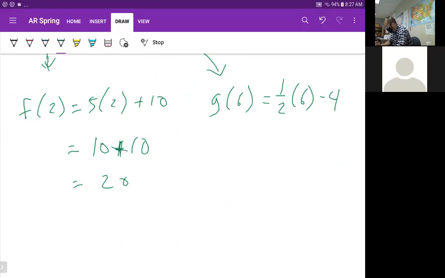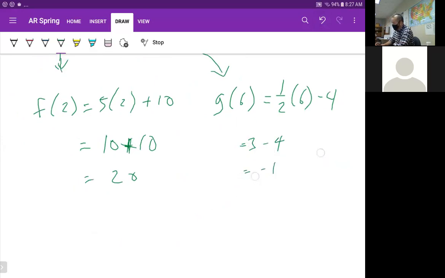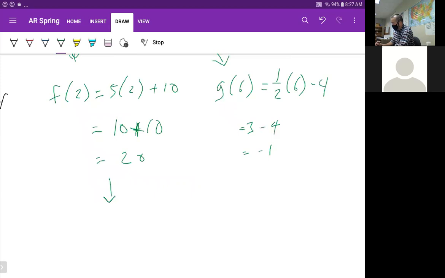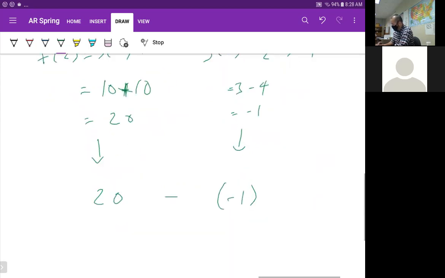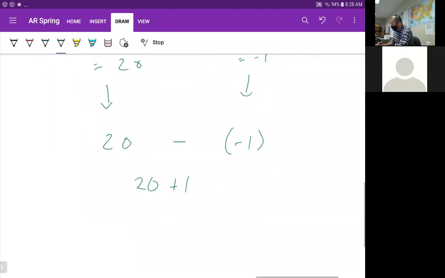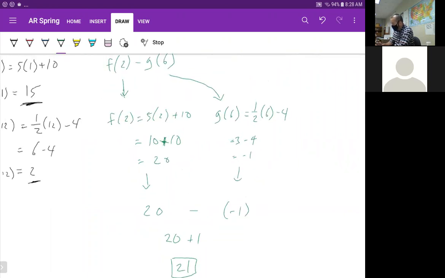And then over here you'll have 3 minus 4, which is -1. So if we did that, remember it's subtracting. So it's 20 minus -1. So it's actually 20 plus 1. Negative, negative, make it positive. So the answer is 21. So what I did was I just did this part in the middle here.